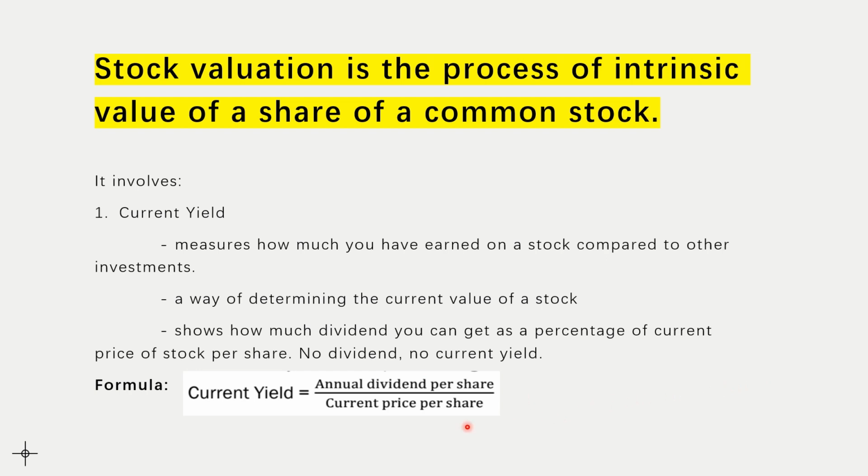So we have here the formula which explains the meaning of the current yield. In the definition, the current yield is usually measured by the annual dividend per share divided by the current price per share. Therefore, it is always dependent on the current price of share. If the current price per share is lower than the annual dividend per share, then of course the current yield will be higher. But if it was the reverse, then of course it will be lower.